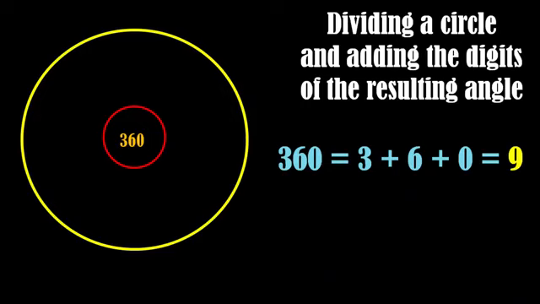Let's start dividing a circle and see the sum of digits of the resulting angle. As we know, a full circle makes an angle of 360 degrees at its center. If we add the digits of 360, we get number 9. But what will happen if we keep on dividing the circle in half infinitely? The results that you will get will definitely boggle your mind.